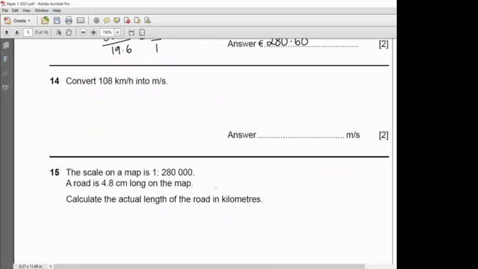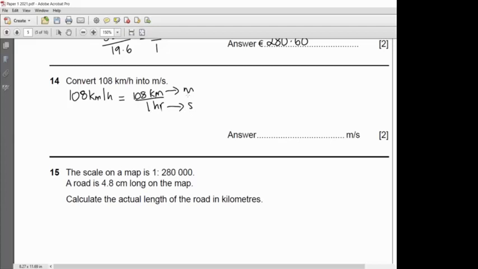Okay, then number 14, convert 108 kilometers per hour to meters per second. So 108 kilometers per hour. So what you do is you rewrite this as a fraction. So 108 kilometers per hour means per 1 hour. So you have 108 kilometers for every 1 hour. That's what 108 kilometers per hour means. And then what you do is you'll convert the kilometers to meters and convert the hour to seconds.